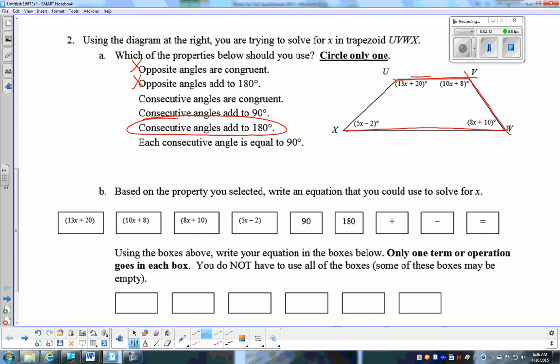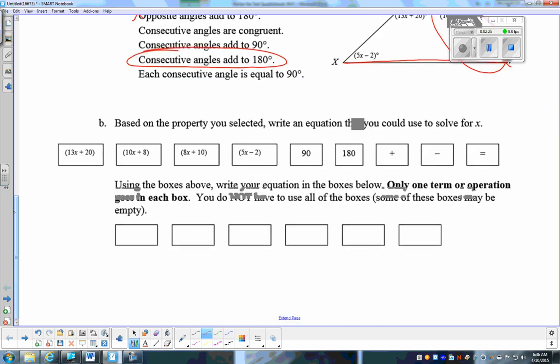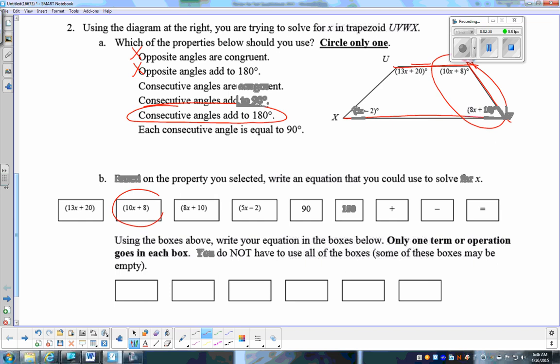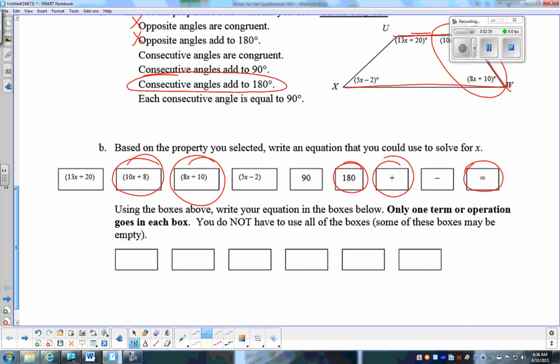For part B, you can use either set of consecutive angles. We have the 10x plus 8, and since we know that those have to add to 180, one potential thing we could do is we could say 10x plus 8 plus 8x plus 10 equals 180. So 10x plus 8 plus 8x plus 10 equals 180.